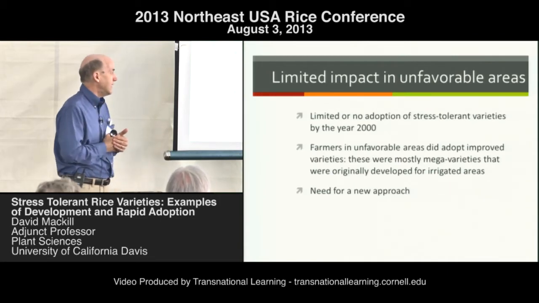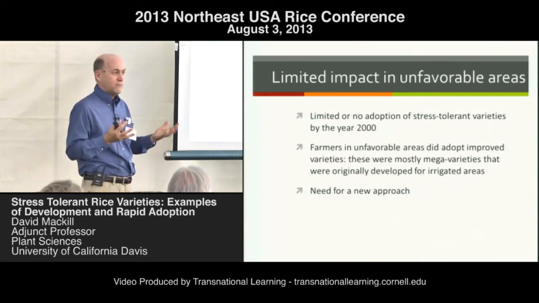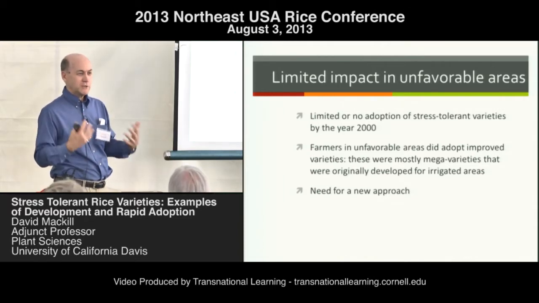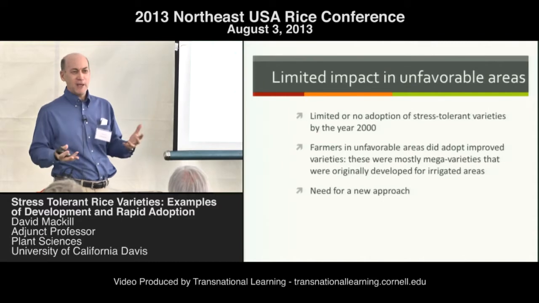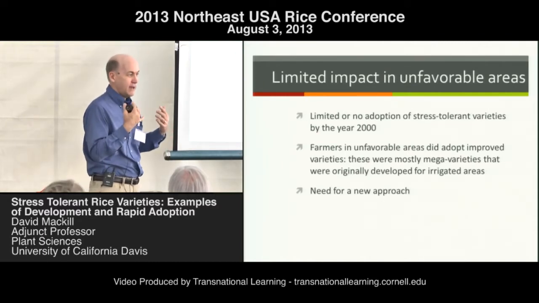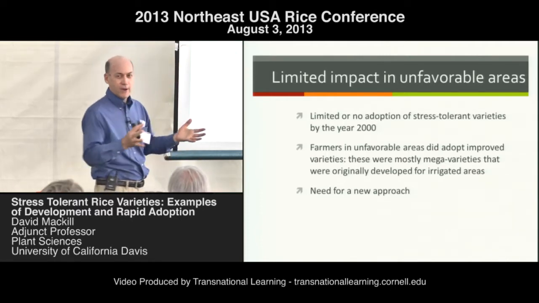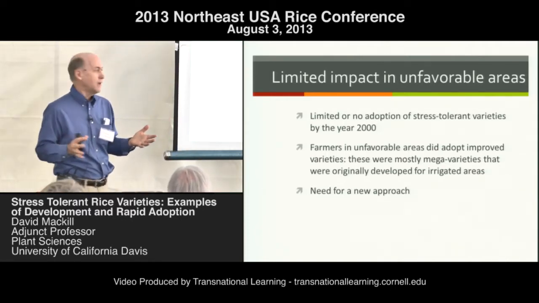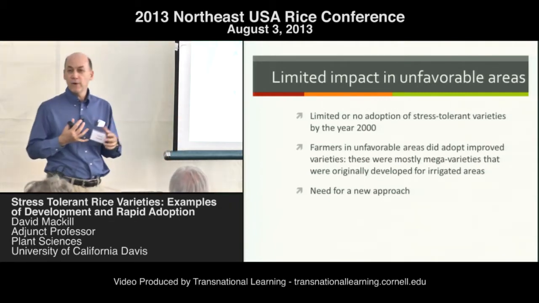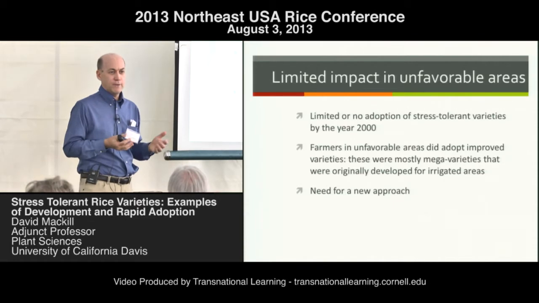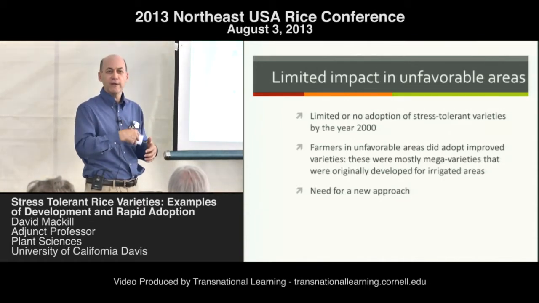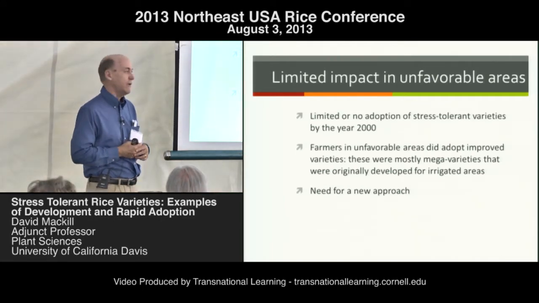And I found that, as I mentioned, I couldn't find farmers growing varieties that were specifically developed with stress tolerance. They were growing irrigated varieties, basically. But they had the problem of stresses. So whenever they had a drought or a flood, they got a lot of damage in their fields. But they were growing varieties that they liked because of high yield, good quality, and so forth. And these were varieties, as I mentioned, that spread from favorable irrigated areas into these unfavorable areas.